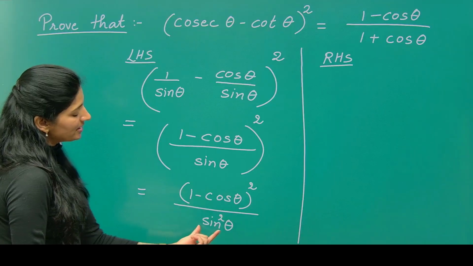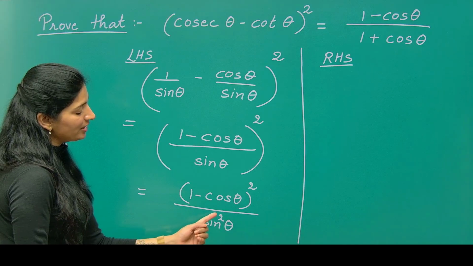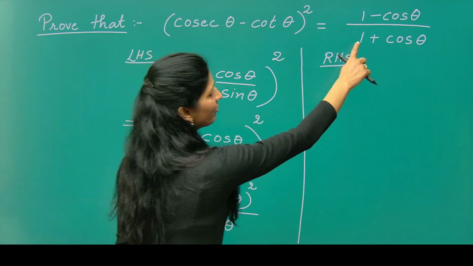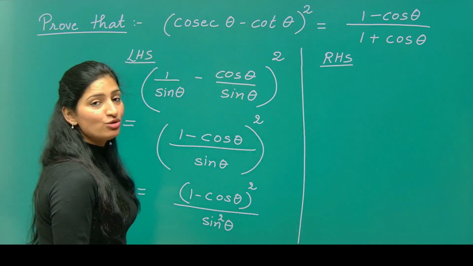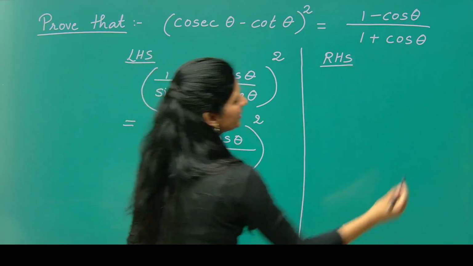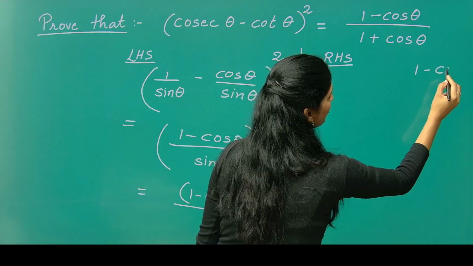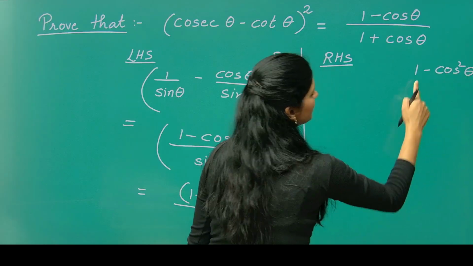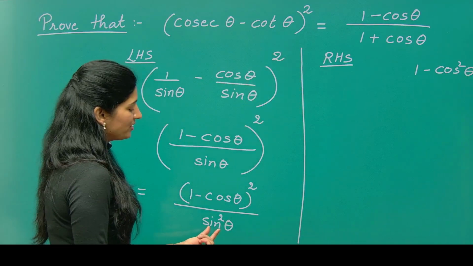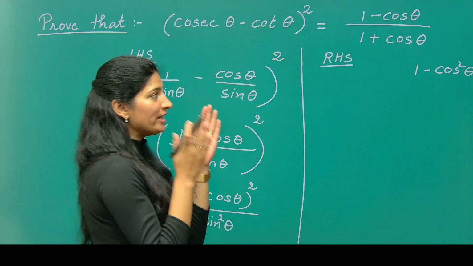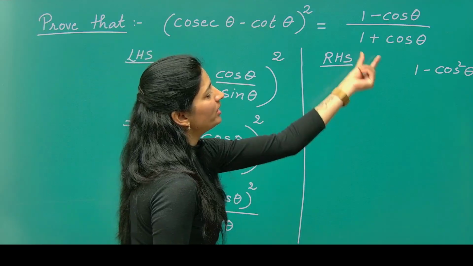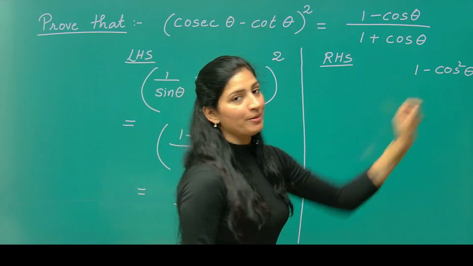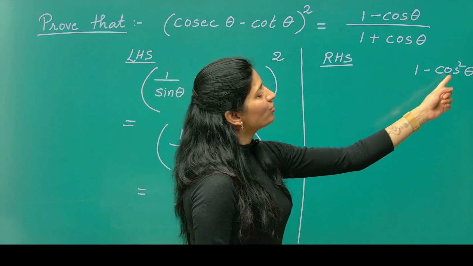Now I can clearly see that in the denominator I have sine square theta. And here I have 1 plus cos theta. So if I can bring the denominator in the form of 1 minus cos square theta, I can simply convert this in the form of sine square theta. So I already have the idea in my mind that my denominator should be 1 minus cos square theta. But how will I get 1 minus cos square theta?